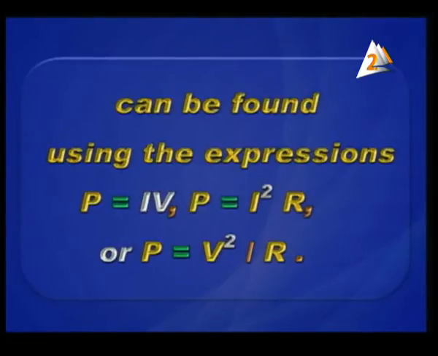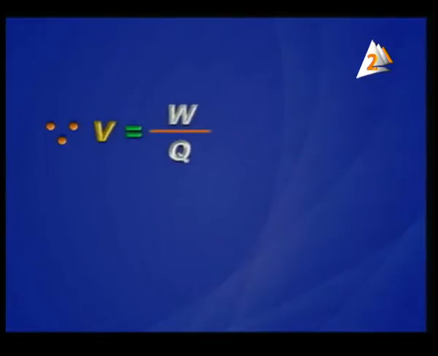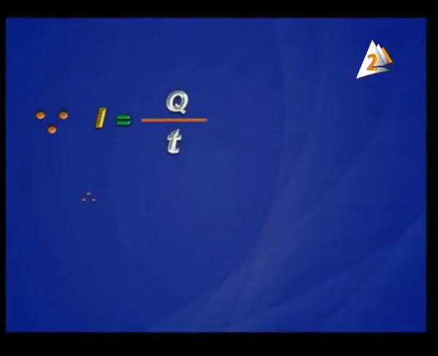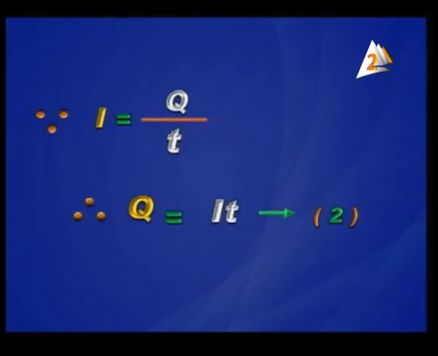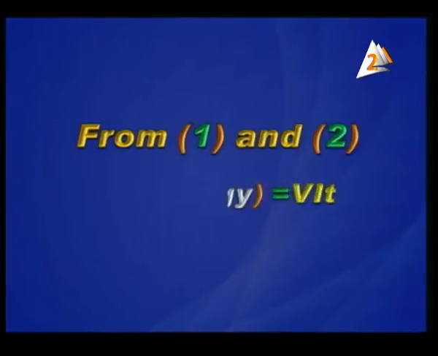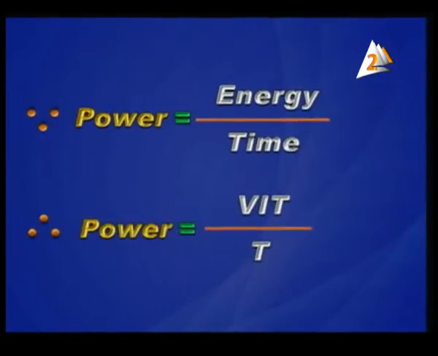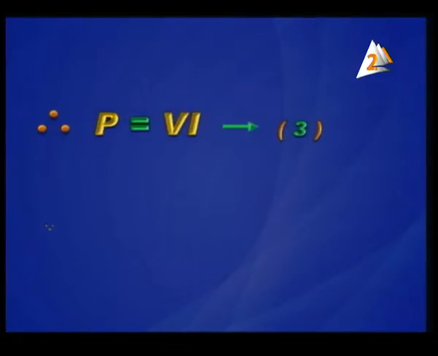Okay, once again, as I said, potential difference equals W over Q. So W equals VQ. Current intensity equals charge over time, so the amount of charge Q equals IT. From 1 and 2 we can say electric energy equals VIT. But power equals energy over time, so power equals VIT over T. T will be crossed out. So the formula that determines power equals VI.